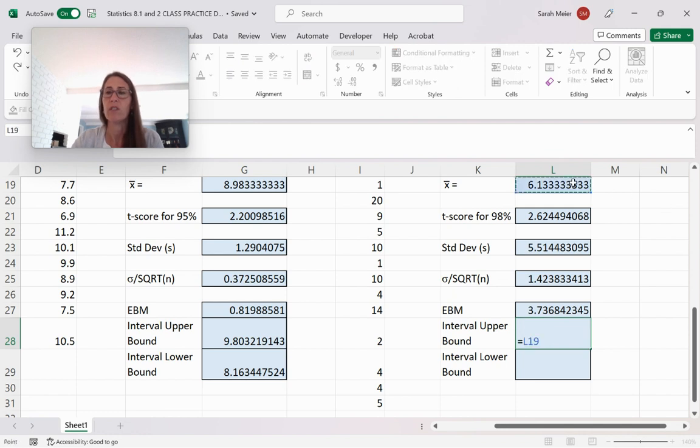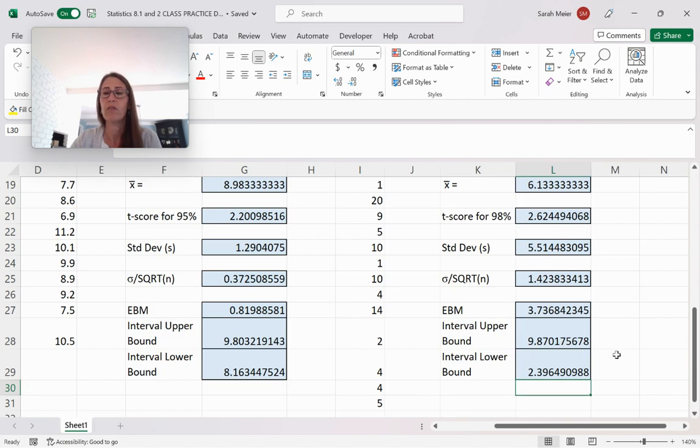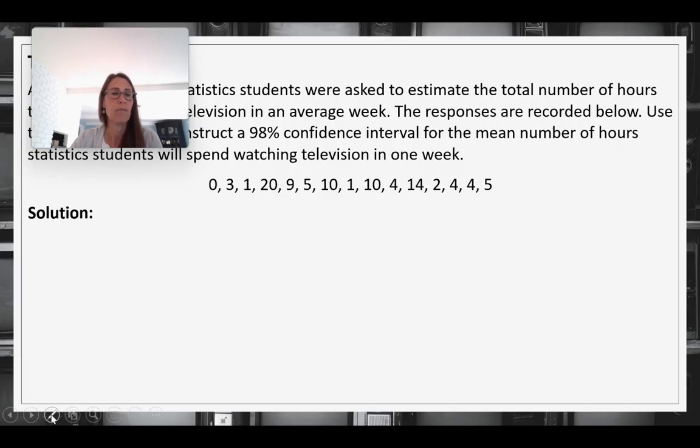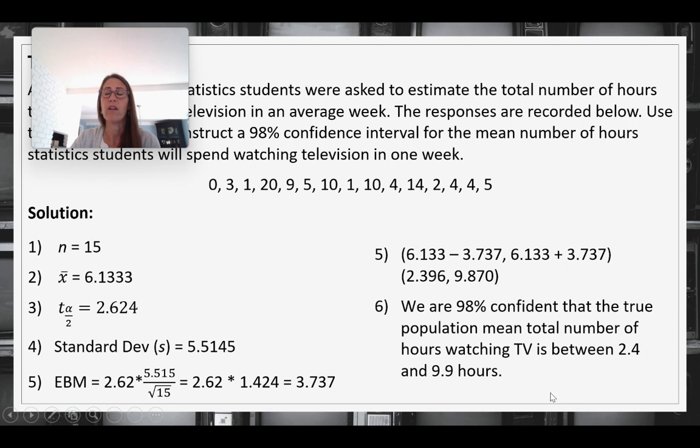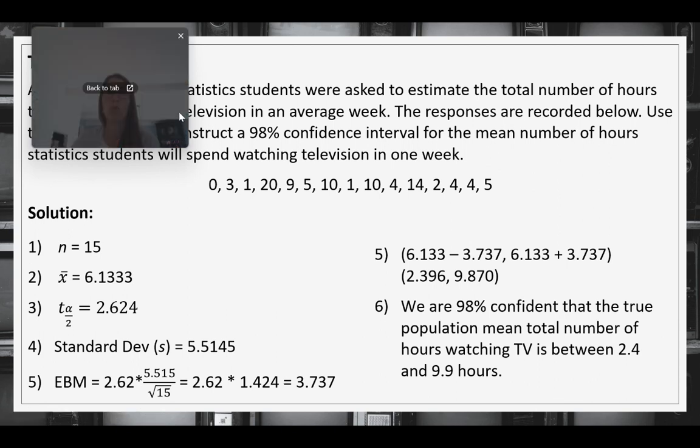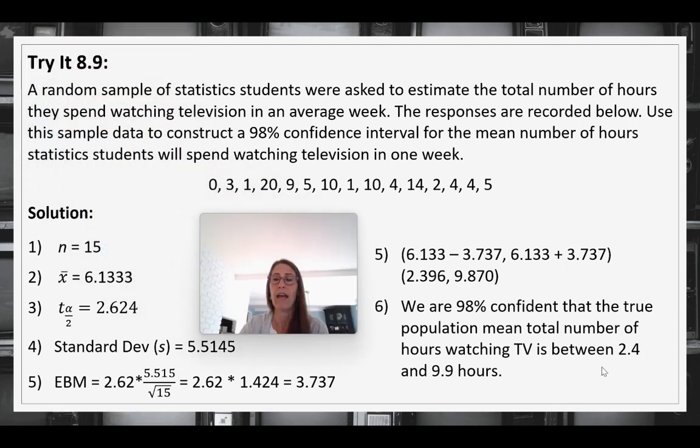Take our mean value, 6.133, add our margin of error to get our upper bound for our confidence interval, and then take our mean and subtract off our margin of error for our lower bound. So this is our confidence interval here. And back on our slide, here's all our information, our statistics. And we can say we are 98% confident that the true population mean total number of hours watching TV is between 2.4 and 9.9 hours.